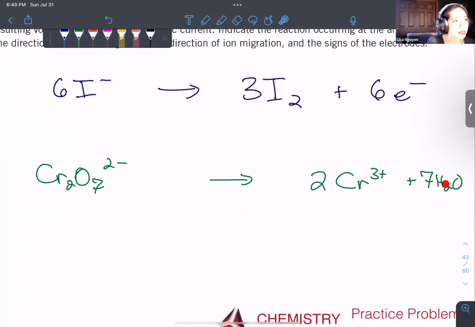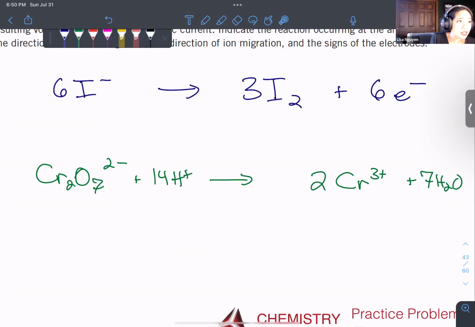But now we need to balance hydrogens. And so we balance hydrogens by adding H+. And so note here, there's 7 waters. So that means I need 14 H pluses on the reactant side. So now all the atoms are balanced, but now we need to balance the charge. And because there's a lot of species, take inventory of all the charges on both sides of the reaction.